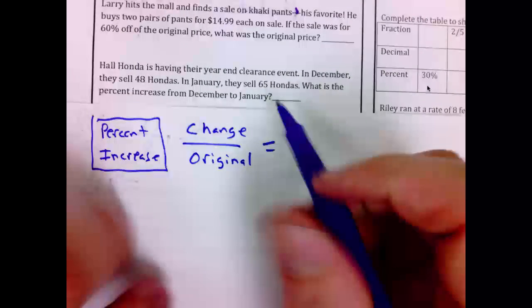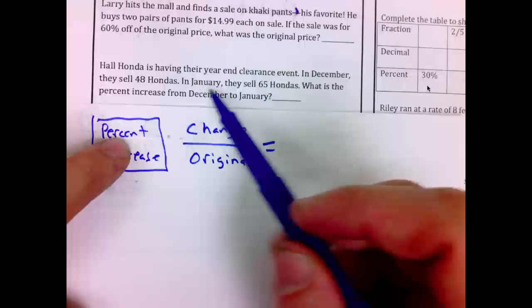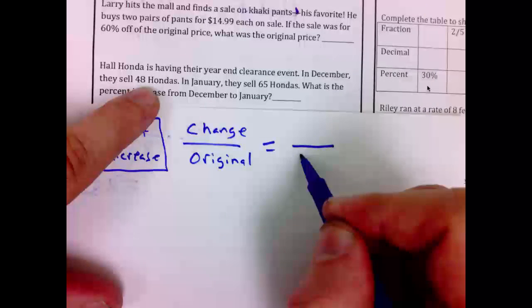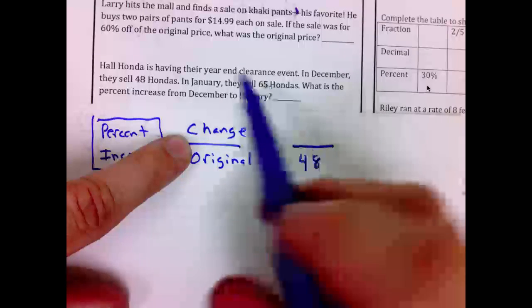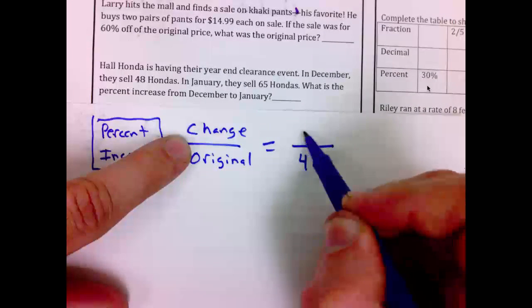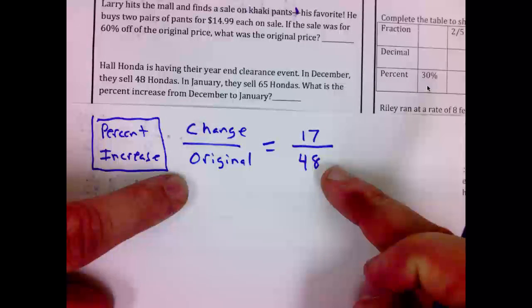In this particular problem, it says in December they sell 48 Hondas. In January they sell 65. So our original is our first one, 48. The change is a subtract: 65 minus 48, that will be 17. So we want to convert this 17 over 48 into a percent.